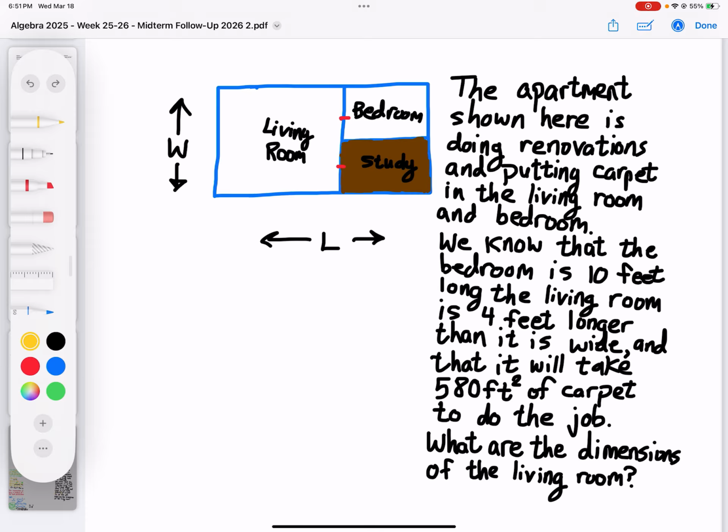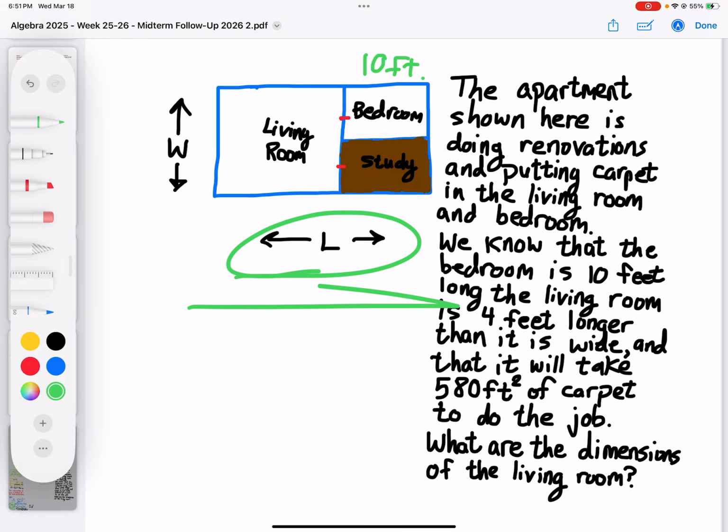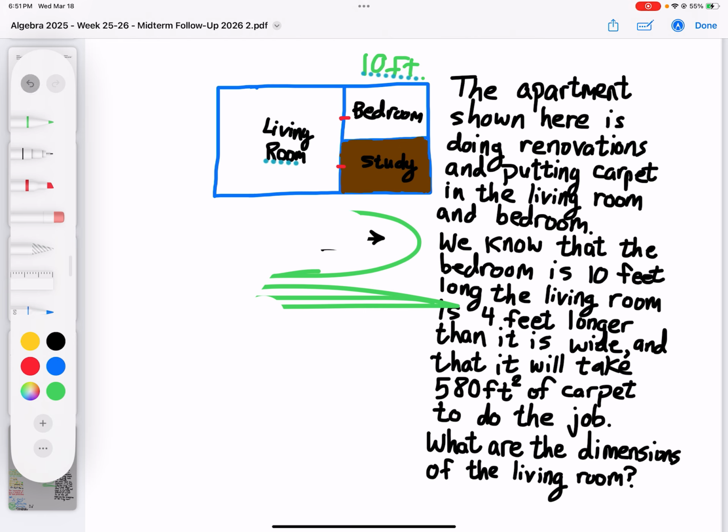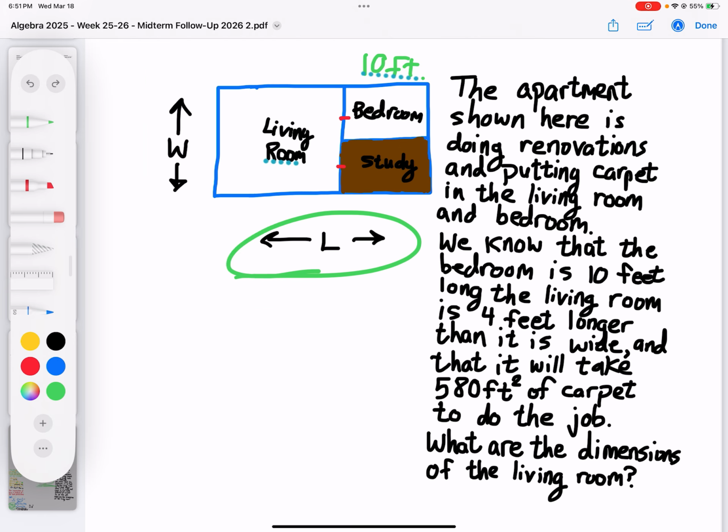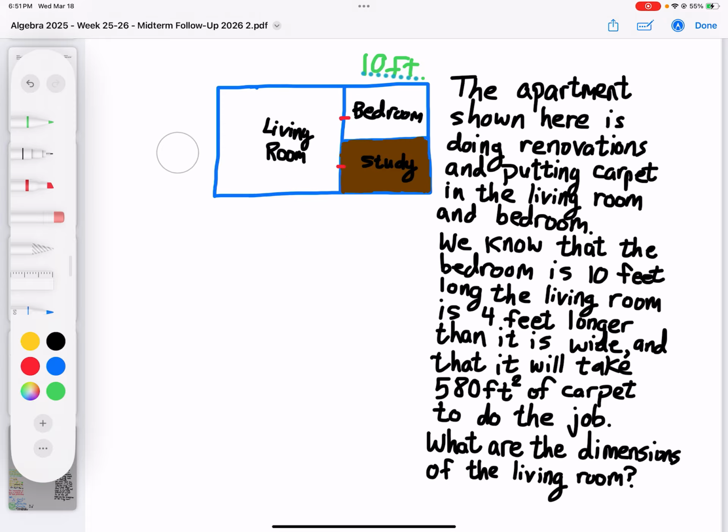So it's going to take this much carpet to do the job. We know, and I'll label it as I go, that the bedroom is 10 feet long. For the purpose of this problem, I'm just having length be this way and width be this way. That is not always the case. In fact, length and width are normally interchangeable. But again, just run with it. So length is side to side and width is going to be up and down. I'll probably end up erasing those.